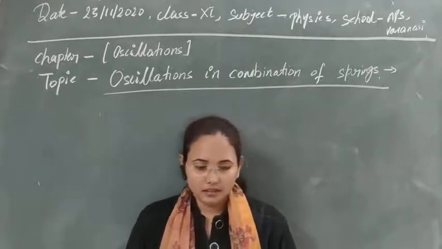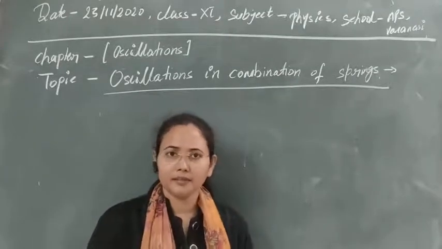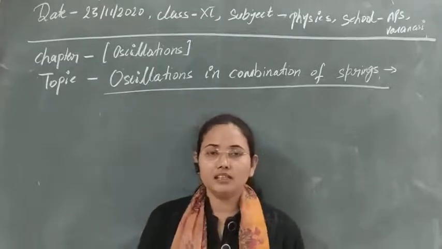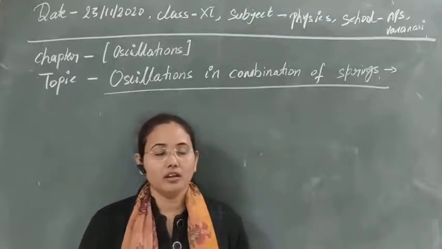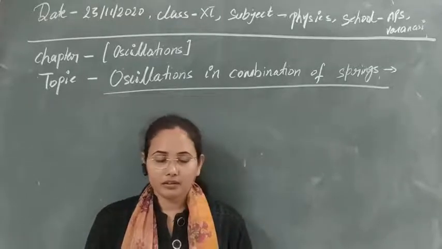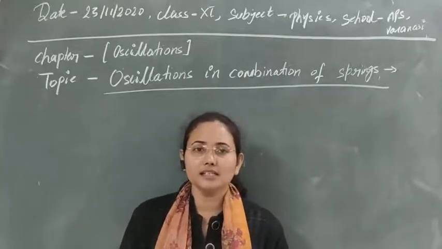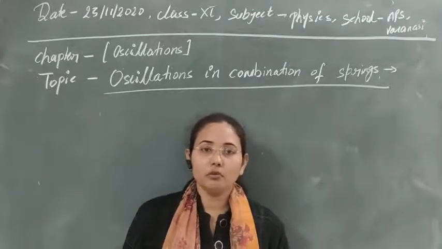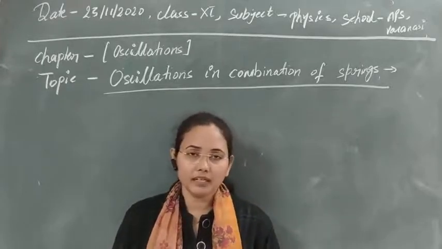Hello students. Yesterday we have seen the case of oscillation in vertical spring and also in horizontal spring. We have seen what the time period is and which factors it depends on, and which factors affect the simple harmonic oscillations in the case of horizontal or vertical springs, and what the conditions behind that are. So today let's see, if we are using two or more springs, what the oscillations will be in the case of combinations of them.